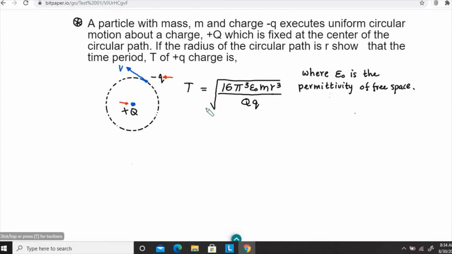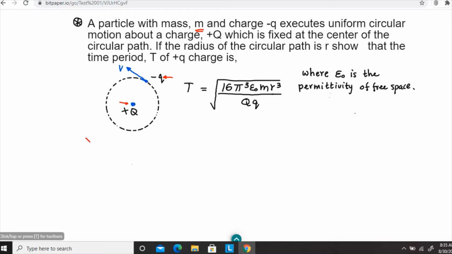So the first thing I'm going to do is draw the forces acting on this minus Q charge that is moving in the circular track. Now we are going to neglect any type of gravitational forces between these two charges. Even though you can see the mass is given for the charge that is in motion, there's no mass given for the charge that is at the center. So we are going to neglect the gravitational forces between the two charges. That's an important thing.